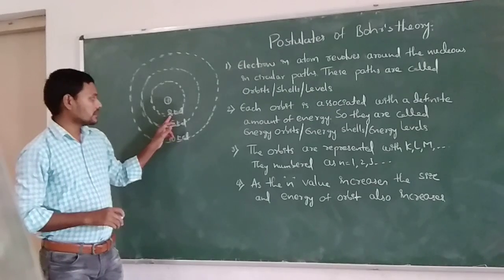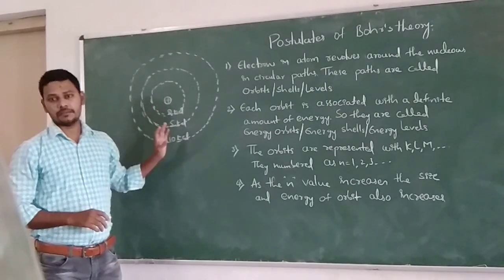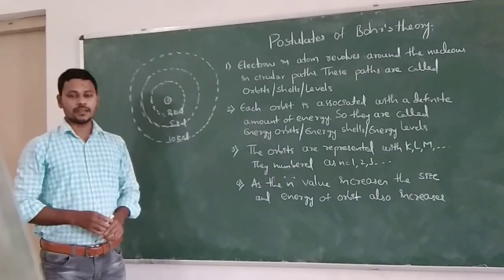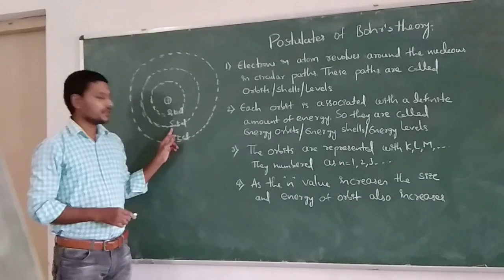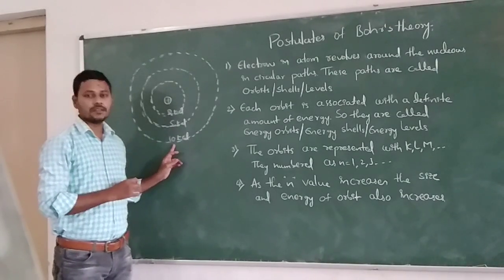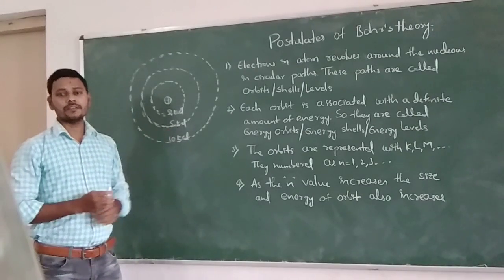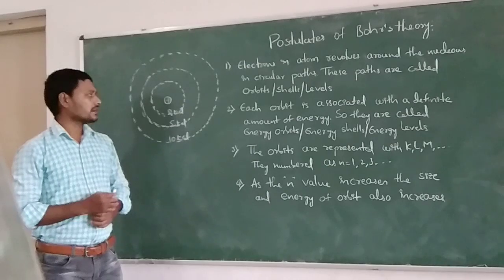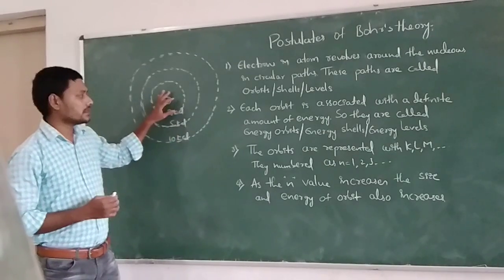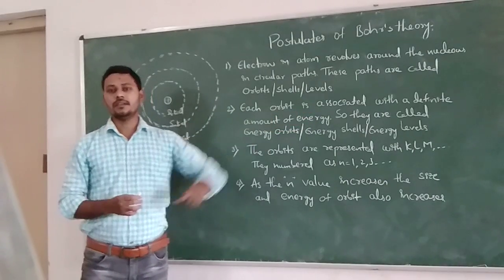So an electron requires 2 kilocalories to rotate in the first circular path. If the electron has less than 2 kilocalories, it does not rotate. In the same way, the second circular path has a fixed amount of energy, 5 kilocalories, and the third circular path 10 kilocalories. Like that, each circular path has a different amount of energy. So each electron requires a specific amount of energy to rotate in these circular paths. That's why they are called energy orbits, energy shells or energy levels.